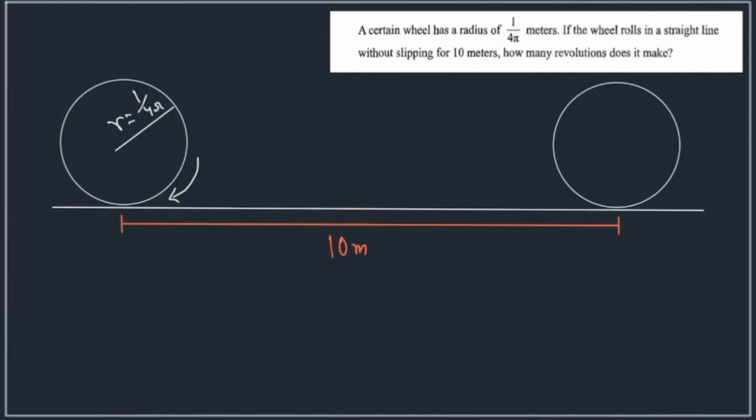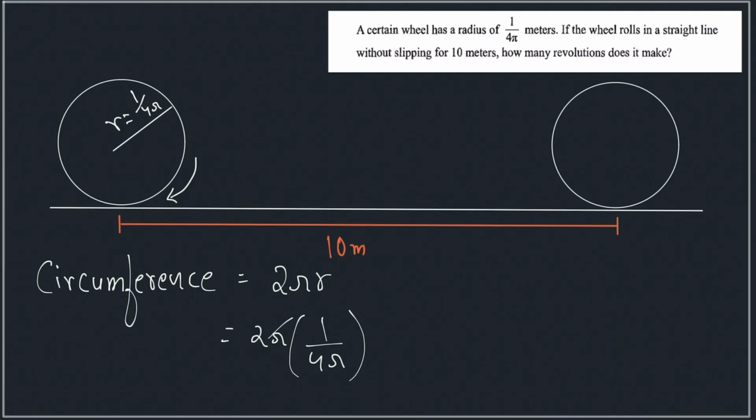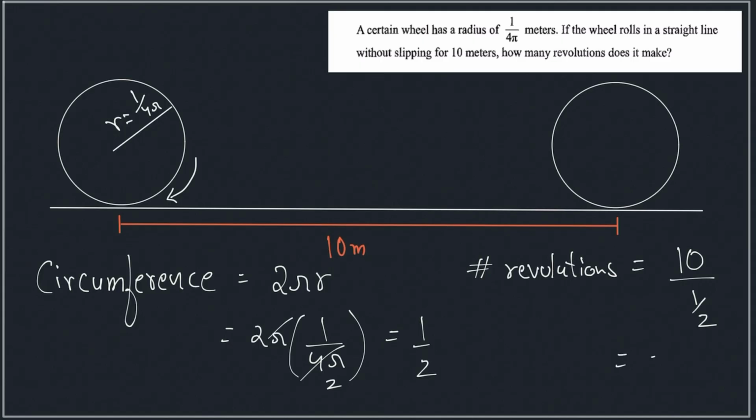We know that in one revolution, a wheel covers a distance equal to its circumference. Therefore, it might be useful to find the circumference of this wheel, which will be 2 pi r. If we plug in r, we will get 2 pi times 1 over 4 pi, which simplifies to 1/2. To find the number of revolutions, we need to compare the total distance to the circumference of the wheel. 10 divided by 1/2, or 20. This wheel will make 20 revolutions to cover a distance of 10 meters.